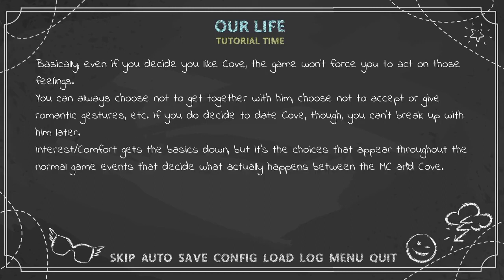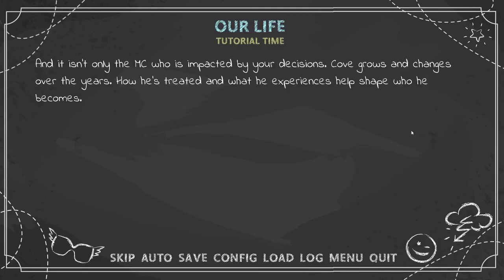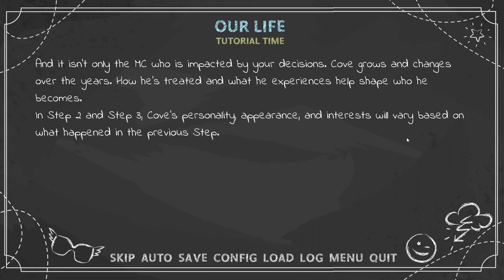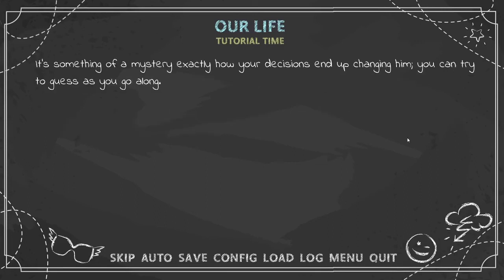Interest comfort gets the basics down, but it's the choices that appear throughout the normal game events that decide what actually happens between the MC and Cove. As it isn't only the MC who is impacted by your decisions, Cove grows and changes over the years. How he's treated and what he experiences helps shape who he becomes. In Step 2 and Step 3, Cove's personality, appearance, and interest will vary based on what happened in the previous step. And it's something of a mystery exactly how your decisions ended up changing him. You can try to guess as you go along.